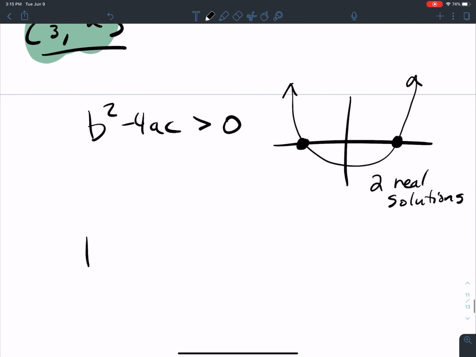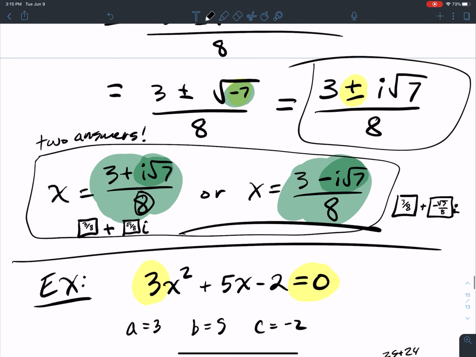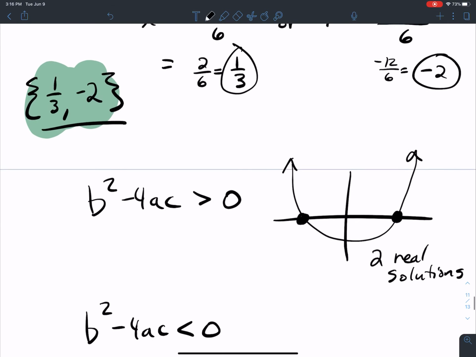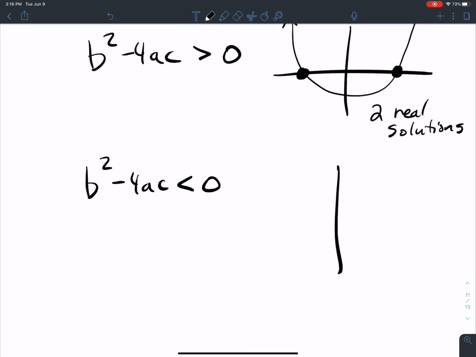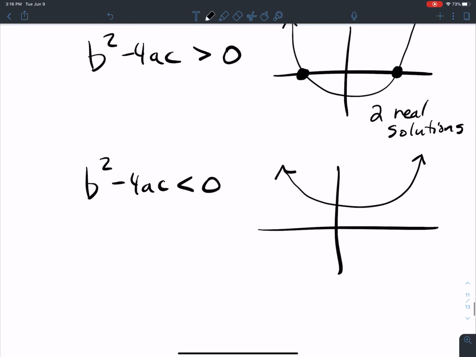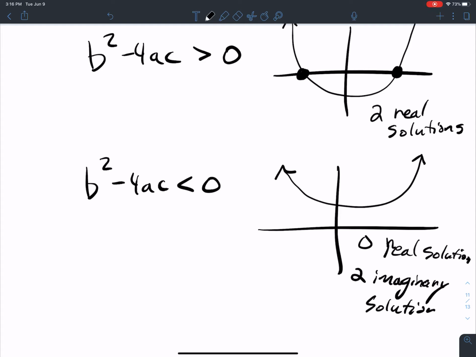However, if b squared minus 4ac is less than 0, like the scenario we had here where we had the negative 7, it gave us i and negative i. Those are non-real solutions, so this would be a scenario like this. The parabola never crosses, so there's no real solution, but there are two imaginary solutions.